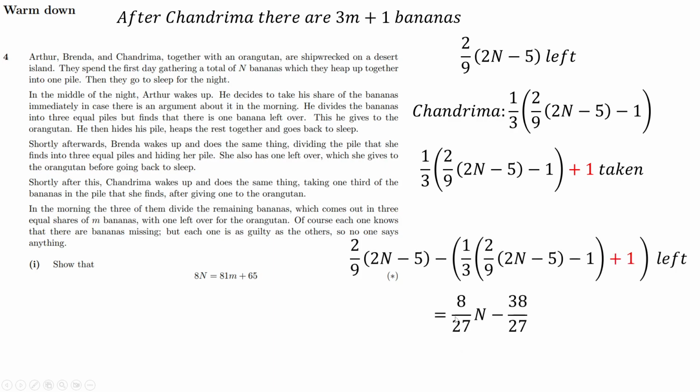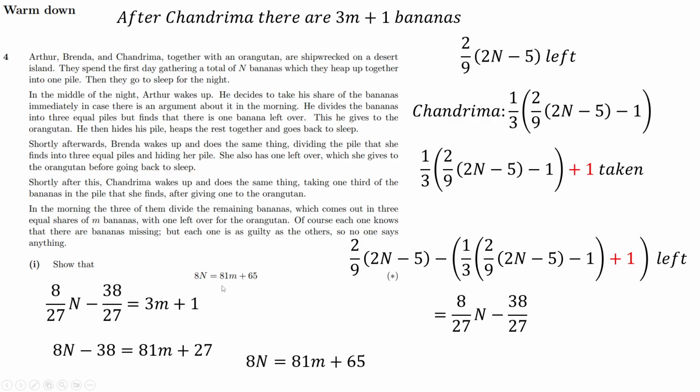which you'll get as this. But we know that after Chandrima takes her share, there's going to be 3m plus 1 bananas. So if we set these two equal to each other, you'll get this. Just rearrange and you'll get that, and that's fine.